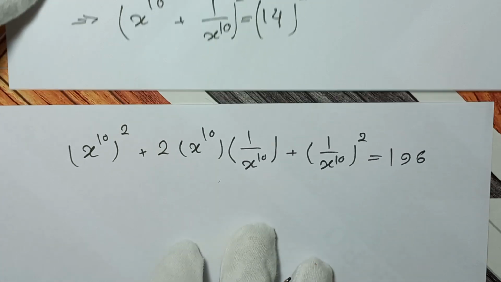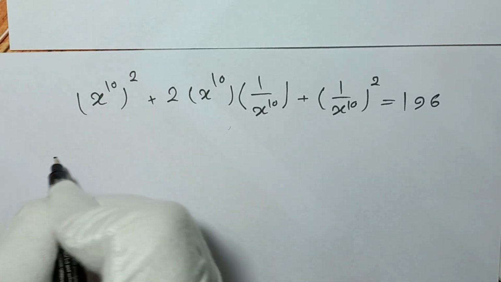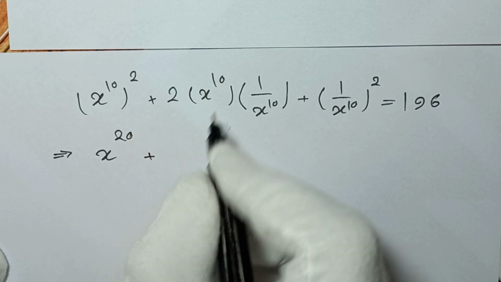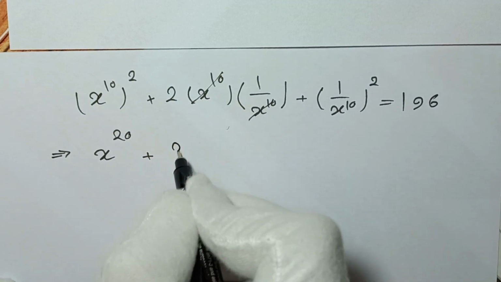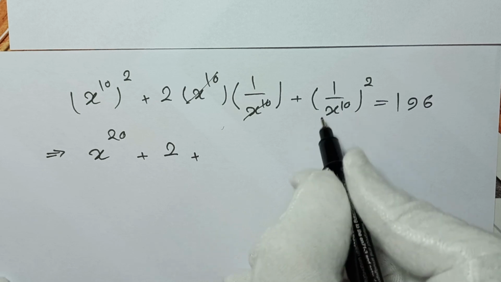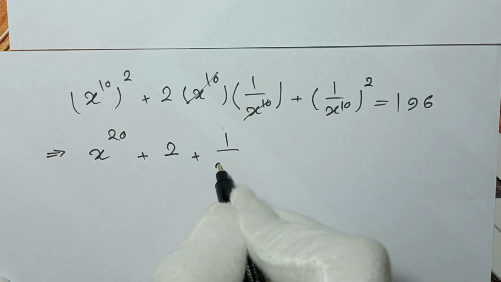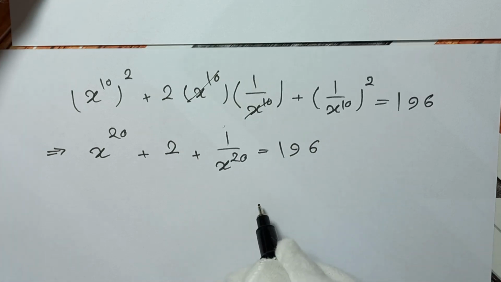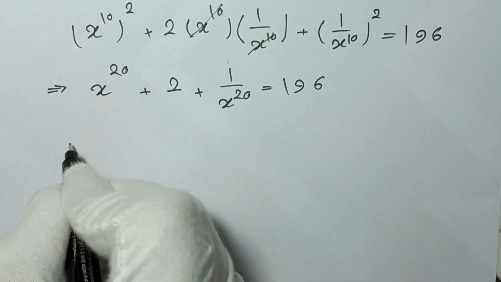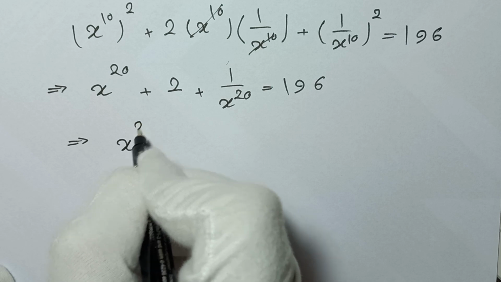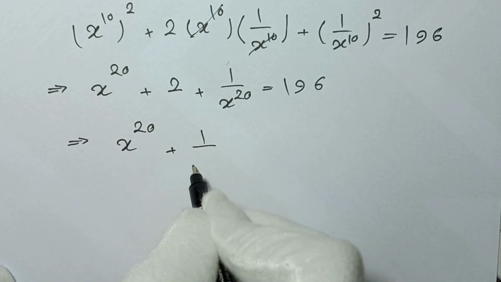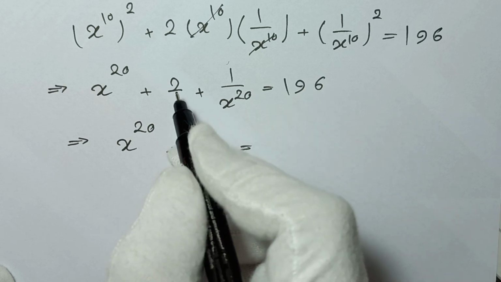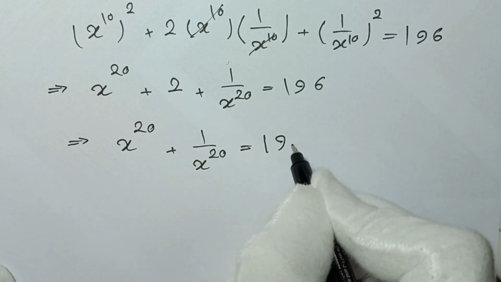196. So it will be x to the power of 10 times 2 is 20, and plus, in here this will cancel this, and we have 2, and plus, in here 1 over x to the power of 10 to the power of 2, it will be 1 over x to the power of 20 equals 196. And next step, we take this 2 to this side, and it will be x to the power of 20 plus 1 over x to the power of 20 equals 196 minus 2, it will be 194.